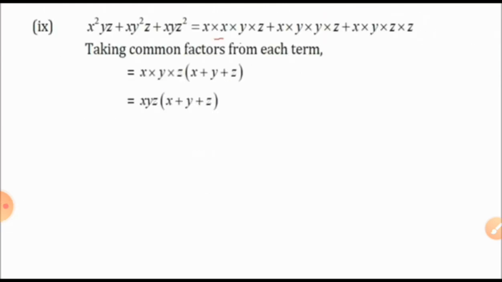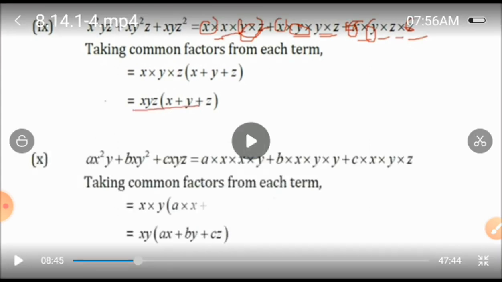x square yz plus xy square z plus xyz square. Very simple. Those which are common we can take out, that is xyz. From the first we can take out xyz, because x square is there, that's why x will be left. Second one y square, that's why y will be left, and z square means z will be left. Isn't it? Yes, my dear student.